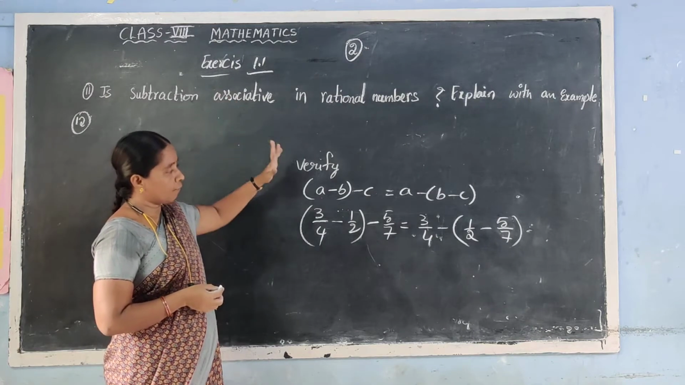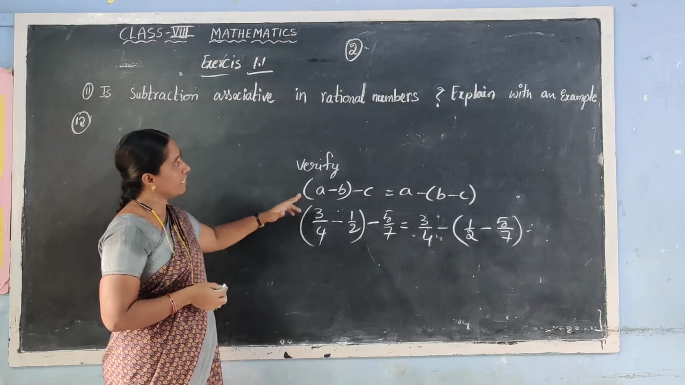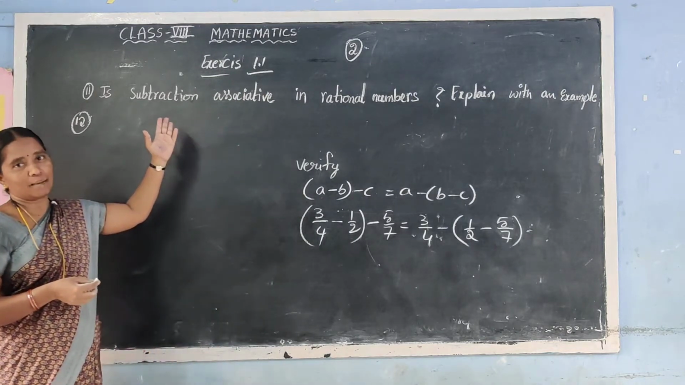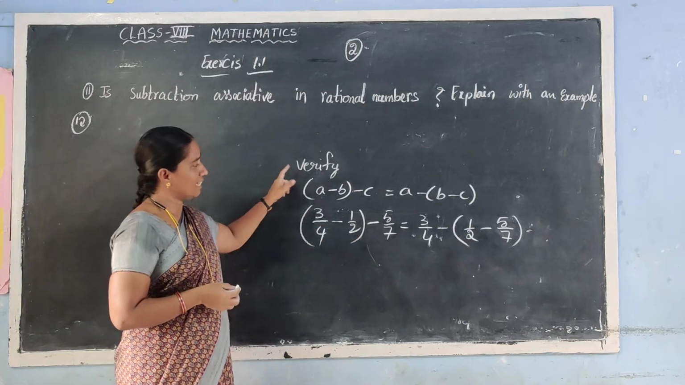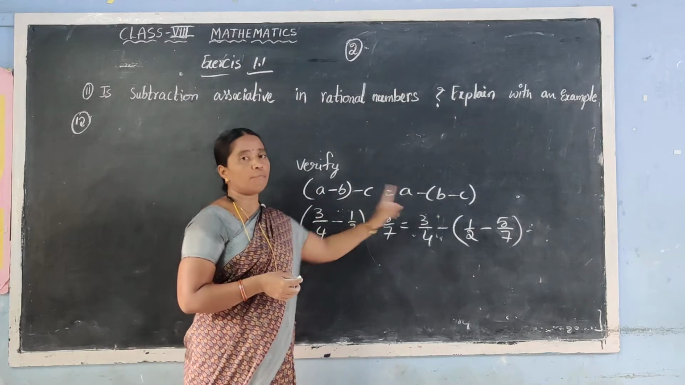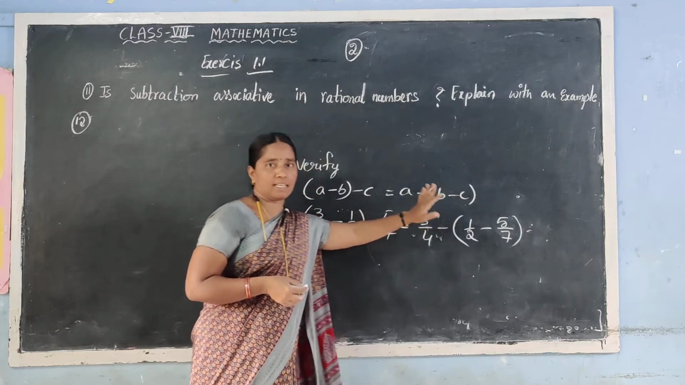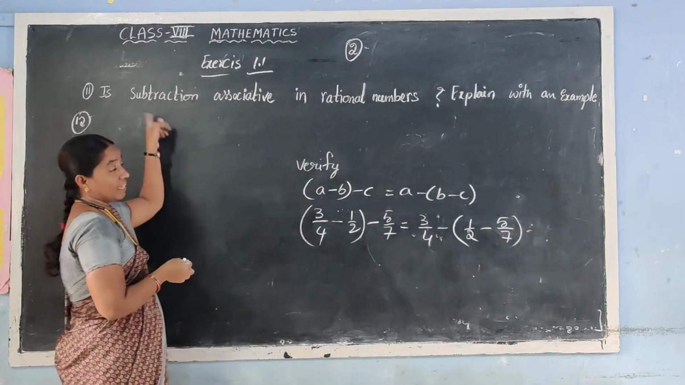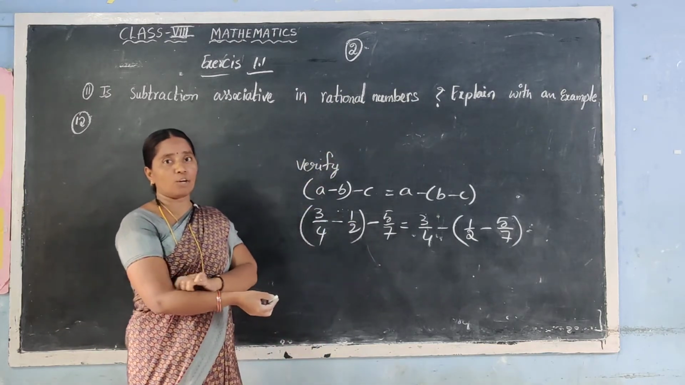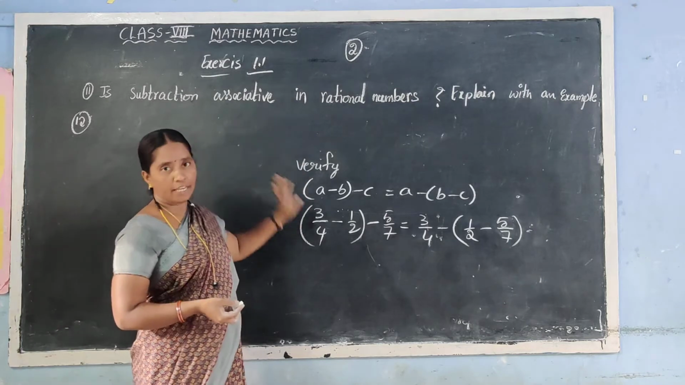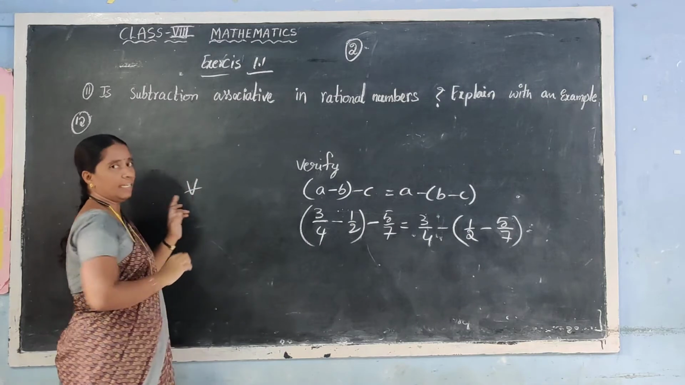But what is the difference between my sum and this textbook sum? The difference is that they did not give rational numbers here, but I gave rational numbers. I asked you to verify, by giving rational numbers, (a minus b) minus c equals a minus (b minus c). But they ask: is subtraction associative in rational numbers? So for that we have to take a minus first.